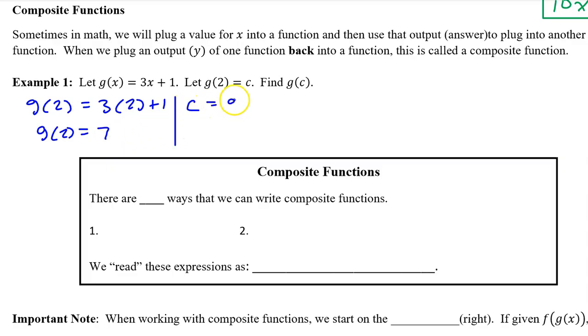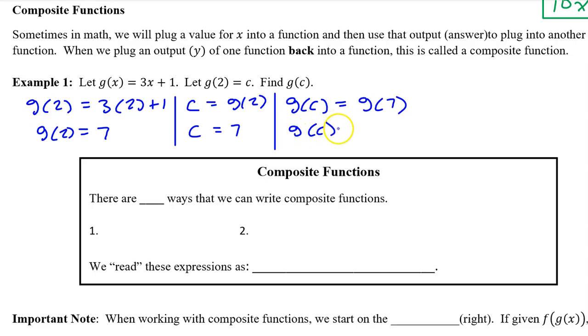Remember, c equals g at 2. So that means c is equal to 7. That means g at c, which is what we are trying to find, is going to equal g at 7. So in other words, g at c is going to equal what we get when we plug 7 back into the function. So 3 times 7 plus 1. Therefore, g at c will equal 21 plus 1, which is 22.